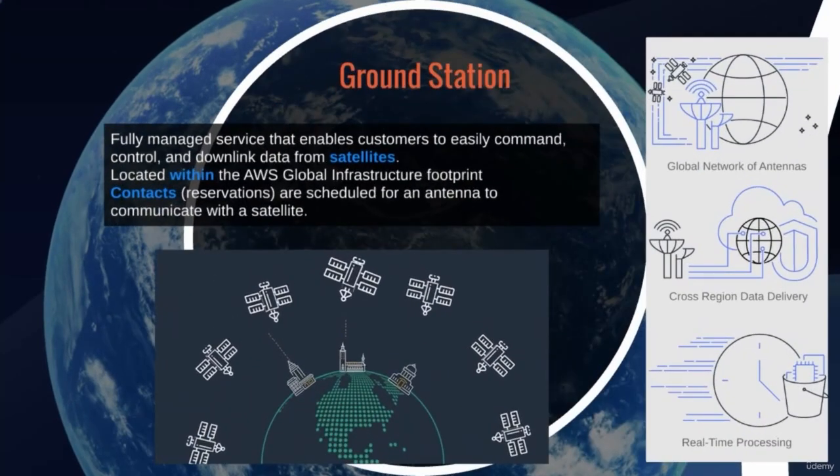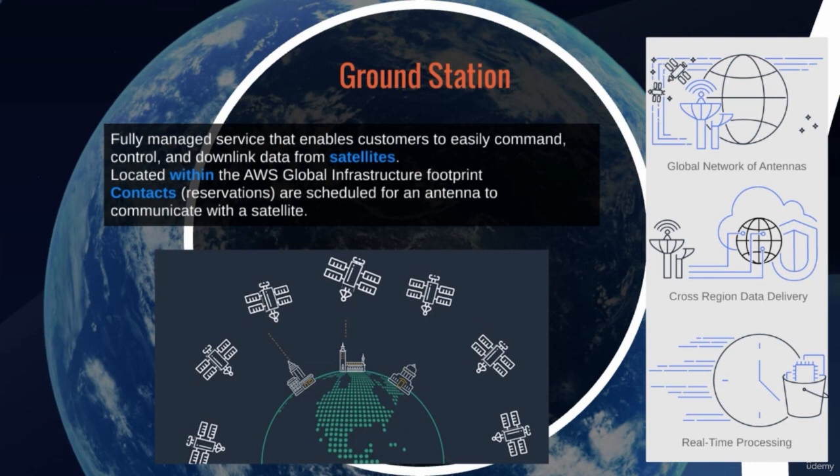AWS Ground Station is a fully managed service that lets you control satellite communications, process that data that is received, and scale your operations without having to worry about building or managing your own satellite ground station infrastructure. Ground station antennas are located within the AWS global infrastructure.